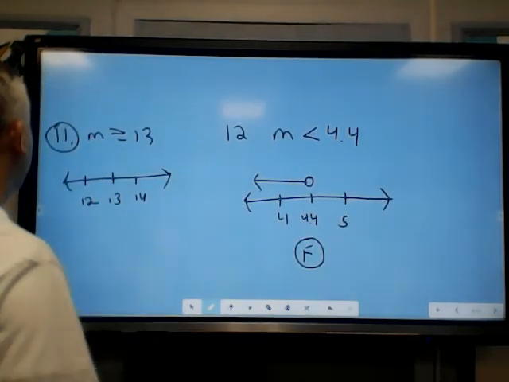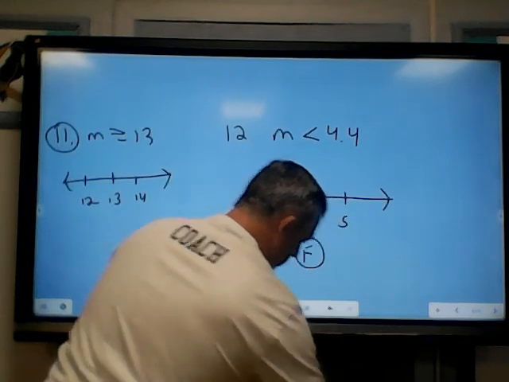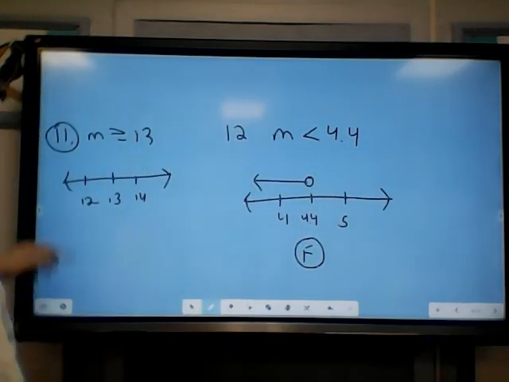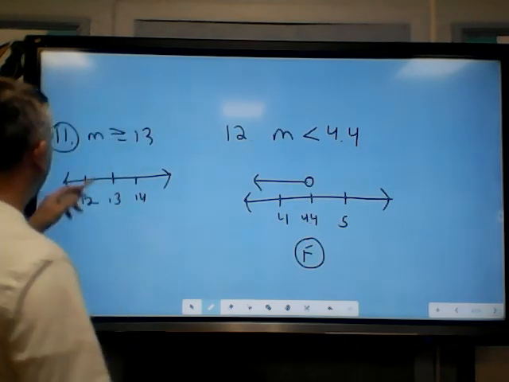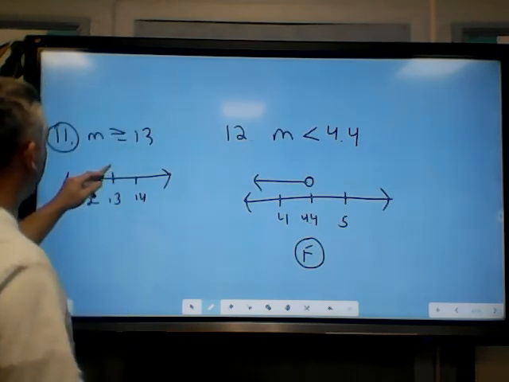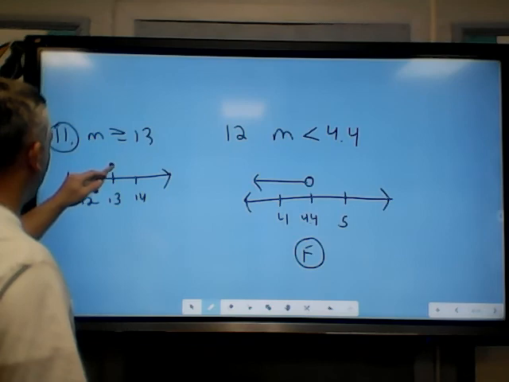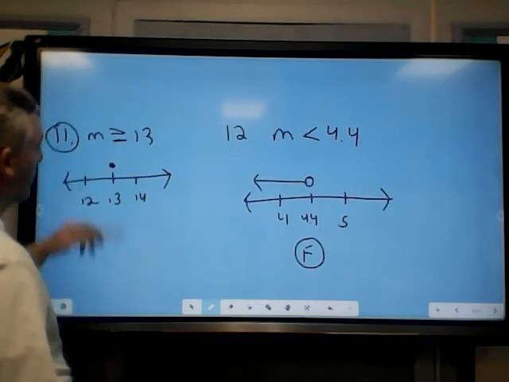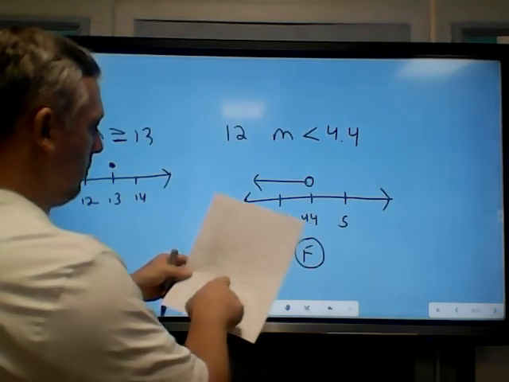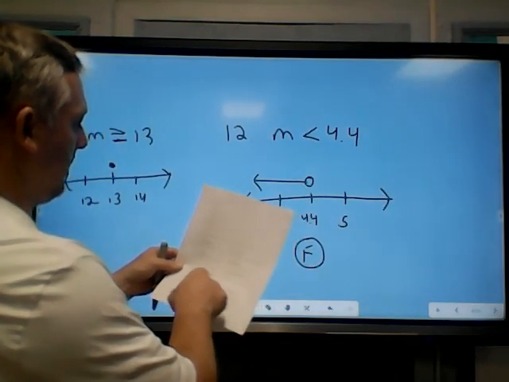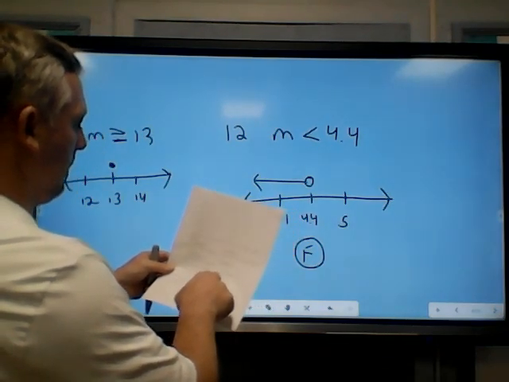Now, number 11 is on the test. 12 is not. 11 and 12 are very easy. They just want you to write the solution on the graph. So you draw your little graph, or you look at your choices, and you find the one that has the dot on 13. Now, this is going to be a closed circle because there's a line under it. And so on number 11, you look at the ones, okay, which ones are closed circles? C and B are closed circles on 13.